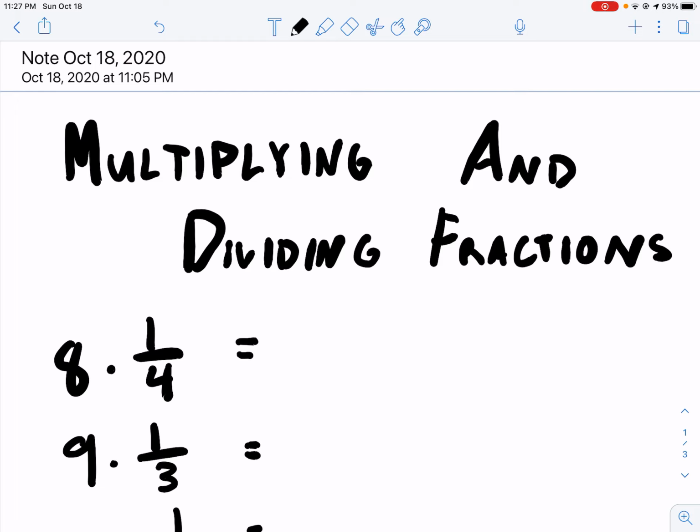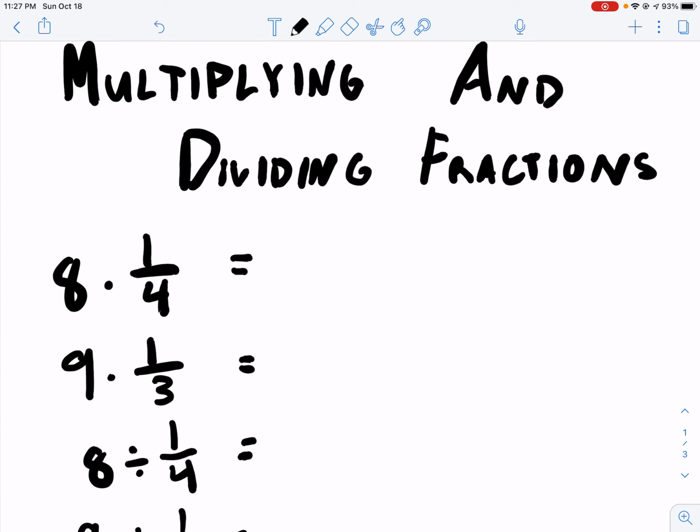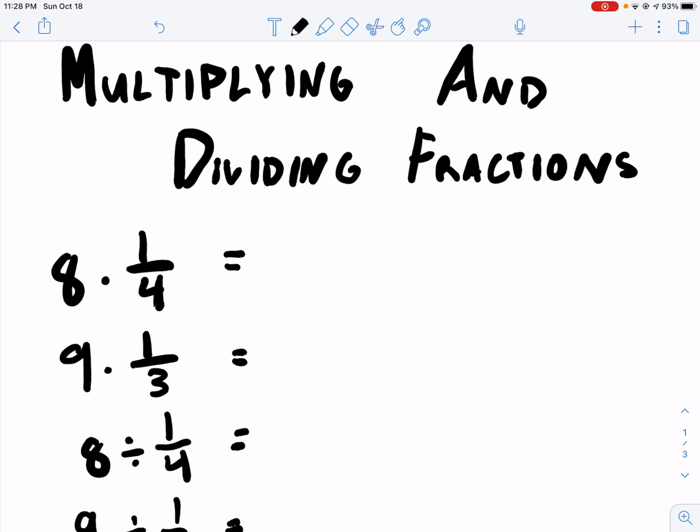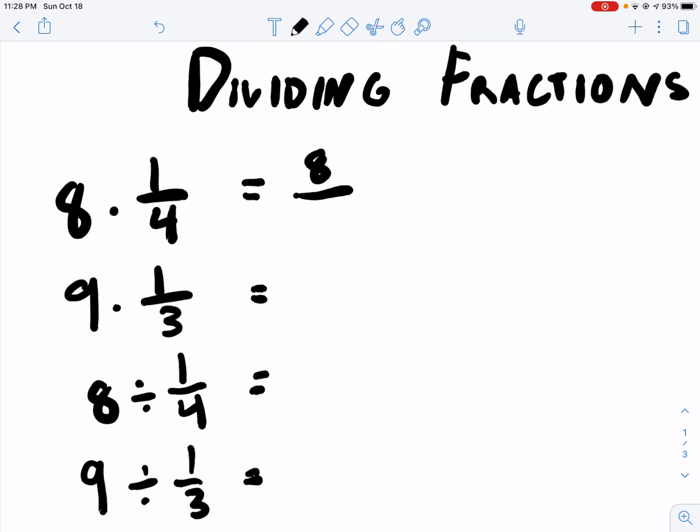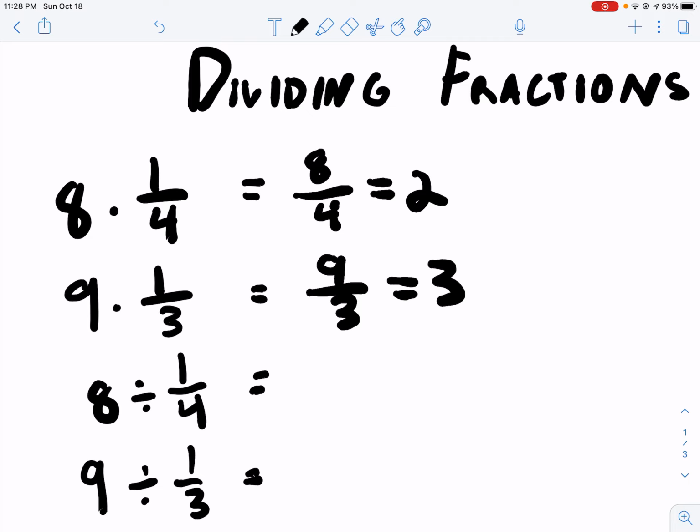Today we're going to be learning how to multiply and divide fractions. You might have already learned this already this year, but we're going to go a little bit more in depth later in the video. So 8 times 1/4, you probably already know how to do this, but in case you don't, this would be 8 over 4, which is 2. 9 times 1/3 would be 9 over 3, which is 3.